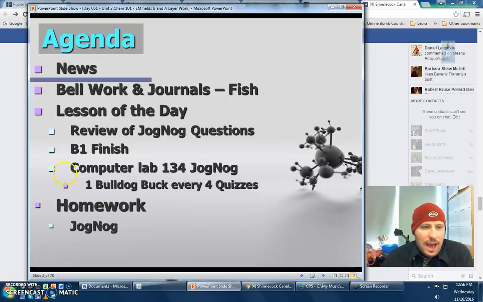But instead, after the Jognog questions, you guys are going to head on down to Computer Lab 134. And guest teacher, you want to use this key to get in to 134. It's right across from the library. The key will be on the keyboard right here.